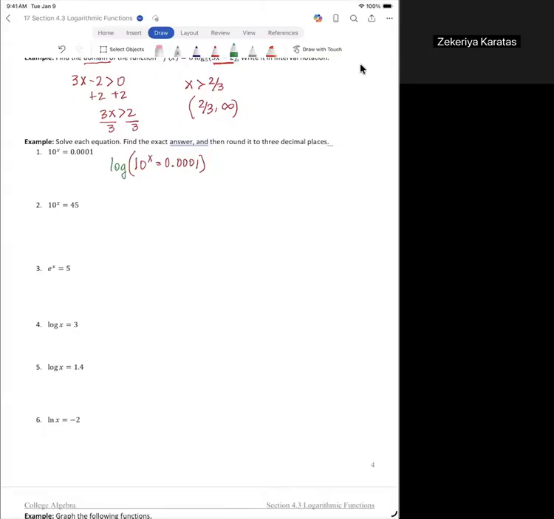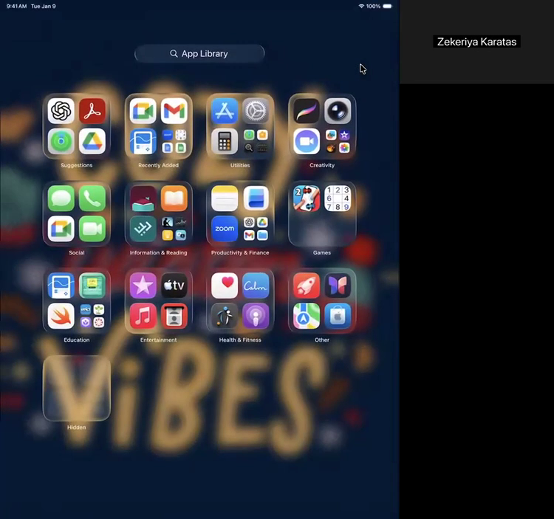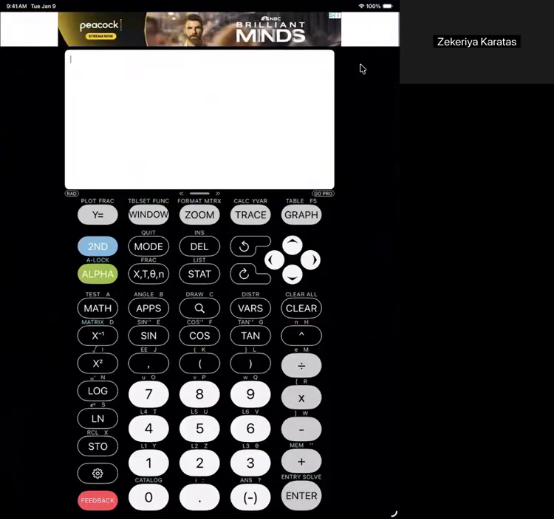These two will cancel each other, and I get x equals log of 0.0001. This is the exact value, and if you use a calculator, you will see that it's -4. I can show this to you on my calculator. The log button is here, and I plug in 0.0001, close parentheses, and hit enter. That gives me -4. So that's what we have.